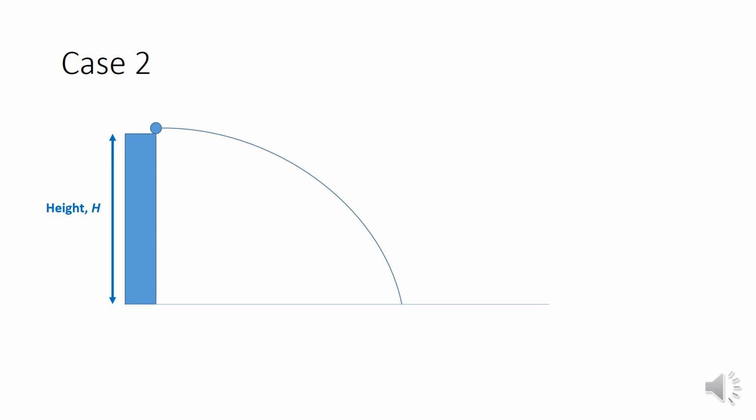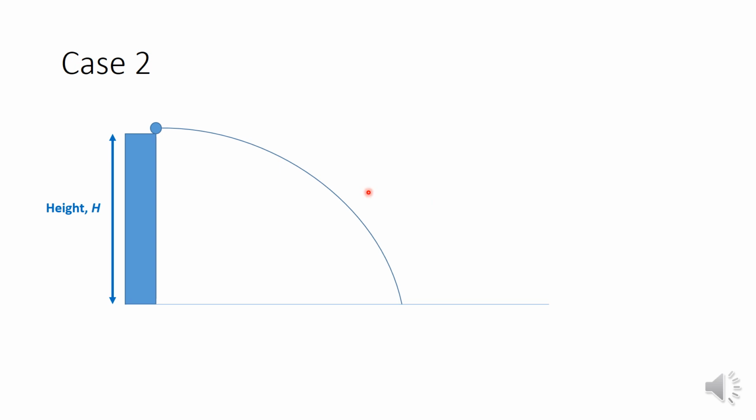Case 2, the second case. The second case is where the ball is projected from a certain height into the air, and it will fall to the ground. So this is what the second projectile motion looks like.